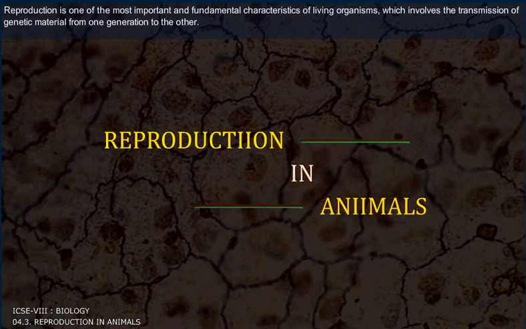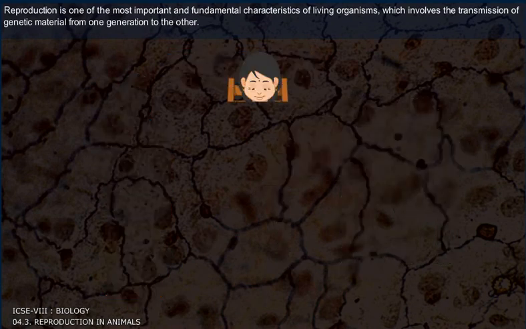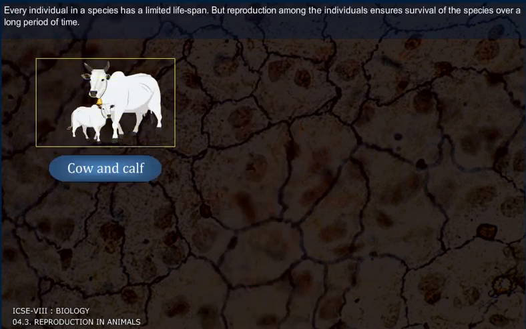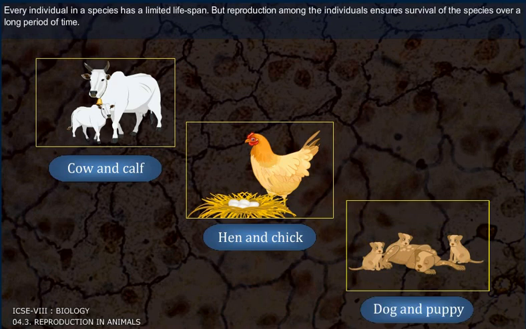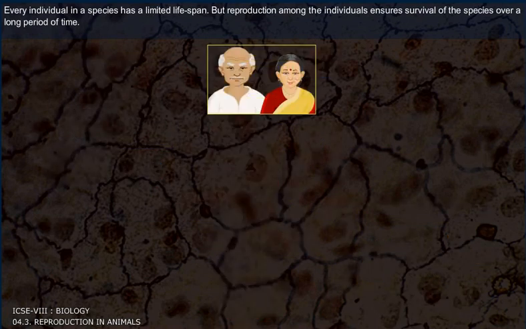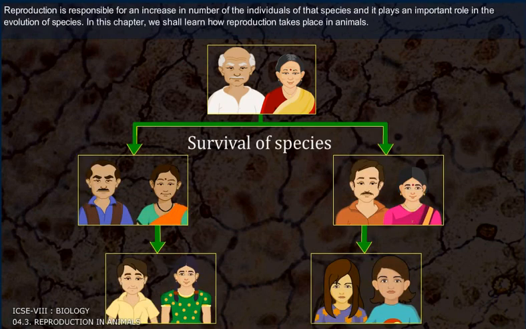Reproduction is one of the most important and fundamental characteristics of living organisms, which involves the transmission of genetic material from one generation to the other. Every individual in a species has a limited lifespan, but reproduction among the individuals ensures survival of the species over a long period of time.